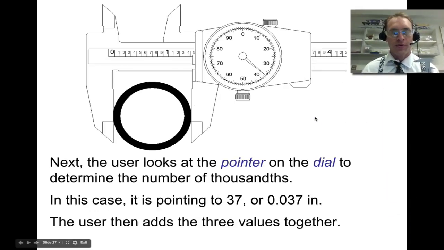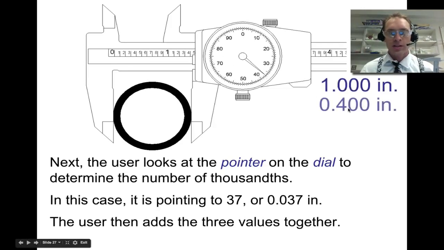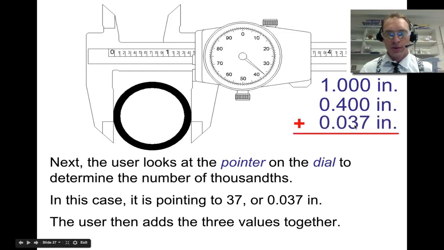So we have 1.4, and in this case, the pointer is pointing to 37. It's pointing down to 30. The 5 is in the middle. It's a longer dash, 6, 7. So 1.437. So 1 inch, the 0.4, .037 is the next part. So we end up with 1.437. We cannot get that accurate in ours. We can only get to the nearest hundredth on ours.